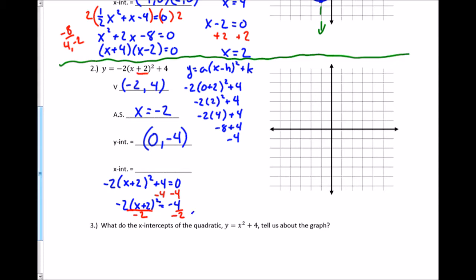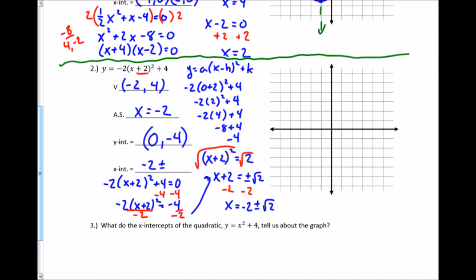Let me bring that up here. When I do that, I'm left with x plus 2 squared equals 2. And now from here, I can just take the square root of each side. So I end up with x plus 2 equals, since I took the square root of each side, I have to do plus or minus this value. And now I subtract the 2 from each side. So I end up with x equals a negative 2 plus or minus root 2. And those are my exact solutions, the negative 2 plus or minus root 2.